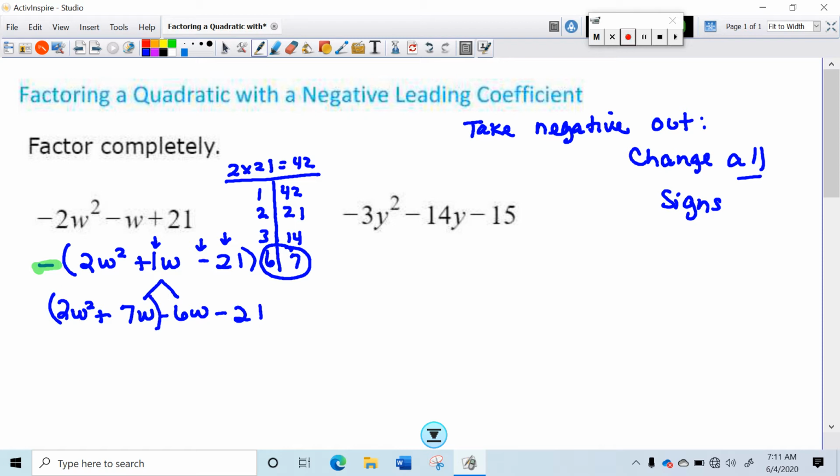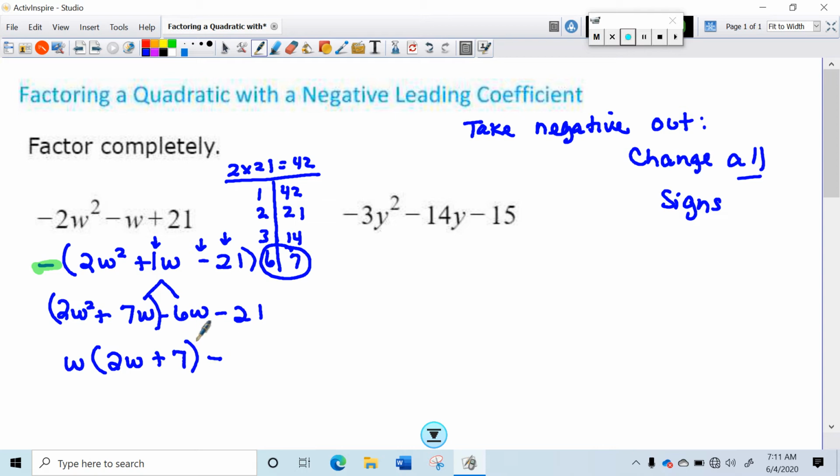You make one set of parentheses around the first two numbers, and you see what you can take out of there, what they have in common. Well, they have a w in common. So I'm going to take a w out. I have a 2 and 2 w's. I take a w out. That's a 2 and a w left. Then I have a plus sign. I have a 7 and a w. I took the w out, so that's a 7 left. Bring down your parentheses and the sign after it.